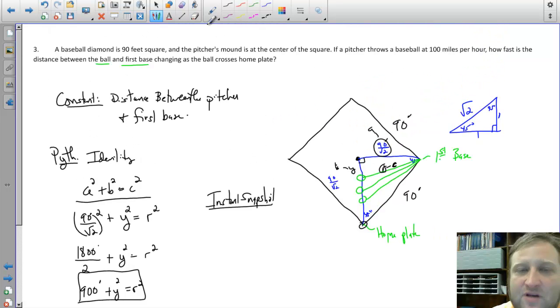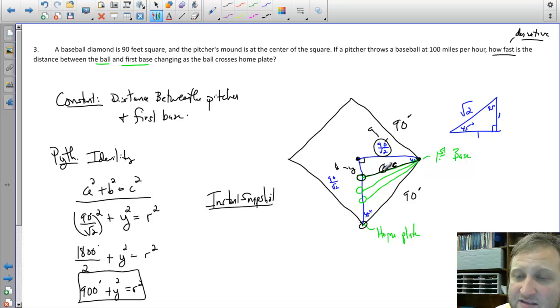Our instant snapshot. What are we specifically analyzing? We want to find out how fast, again, we're thinking fast, which is going to be a derivative. How fast is the distance between the ball and first base changing? The ball and first base.